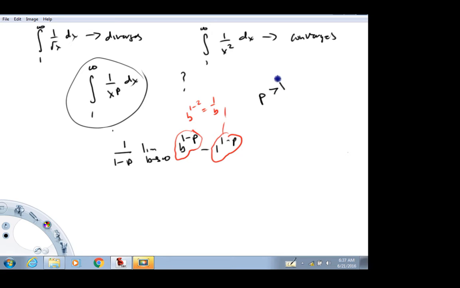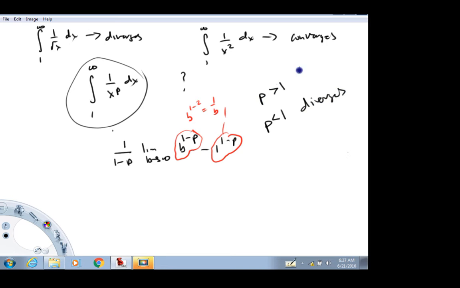Right? I did the example for 2. If I do the example for 3, this is going to read b to the 1 minus 3, which is b to the minus 2, which is 1 over b squared. As b goes to infinity, that would go to 0, and the integral would converge and so forth. So this thing will yield a value as long as p is greater than 1. If p is less than 1, the integral diverges.